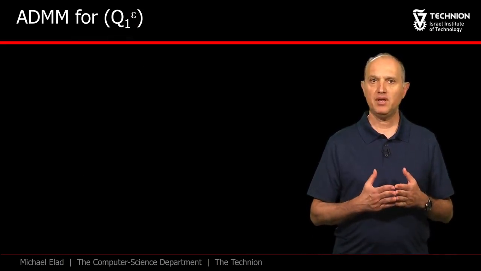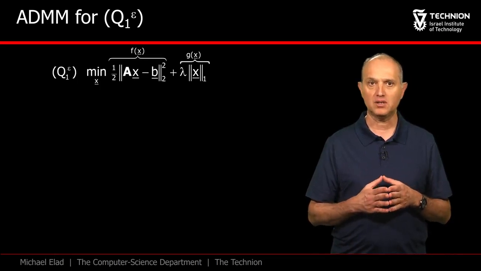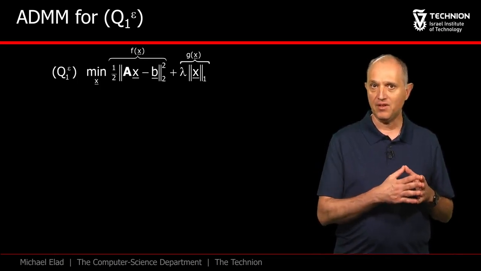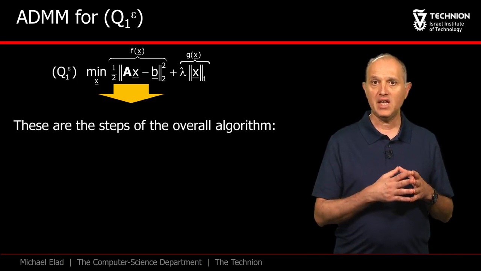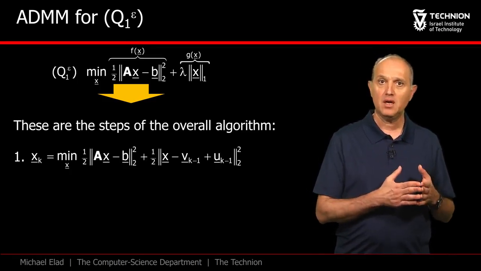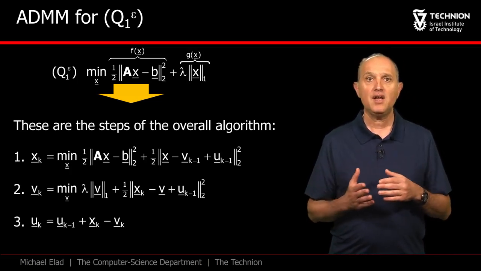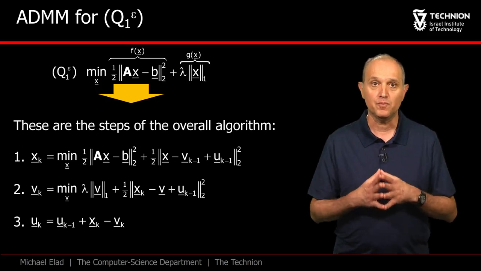And now let's bring it to our need of solving the basis pursuit problem. This expression has two parts. One will serve as f and the other as g. Applying ADMM on this problem, we get a first step in which we minimize with respect to x, a second in which v is updated, and a third step of updating u.